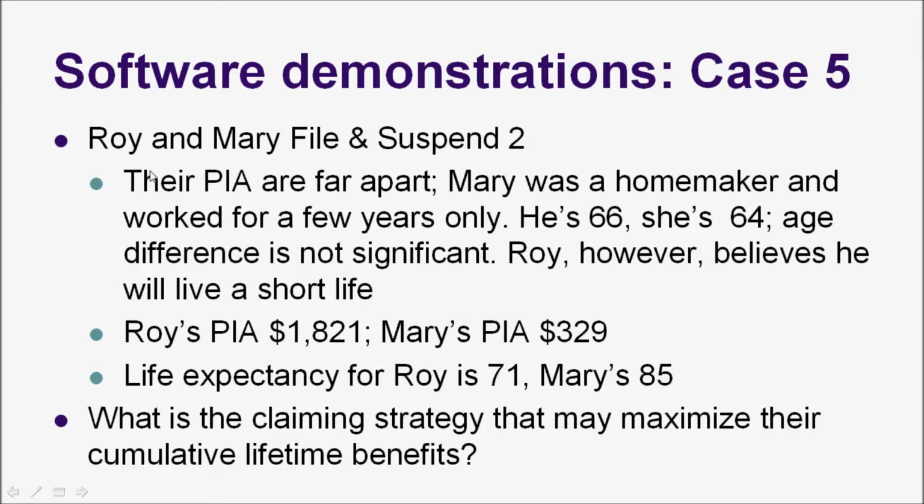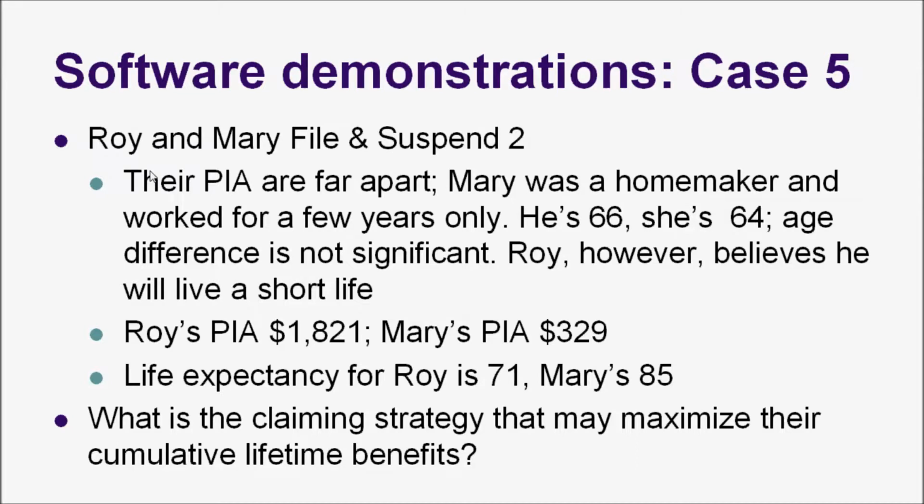Here's a final software demonstration. We're going to do a file and suspend. This is Roy and Mary. Their primary insurance amounts are far apart. Mary was a homemaker and worked for a few years only. Roy is 66, she's 64. Age difference is not that big of a deal. Roy, however, believes he will live a short life.